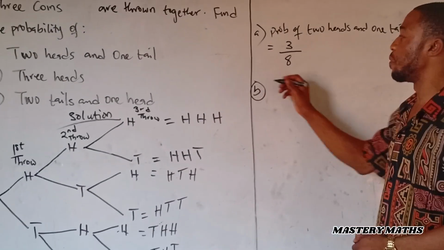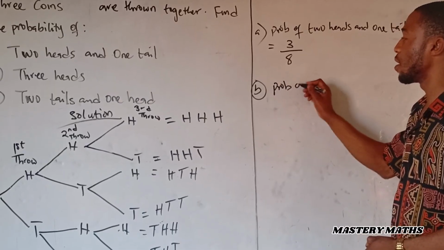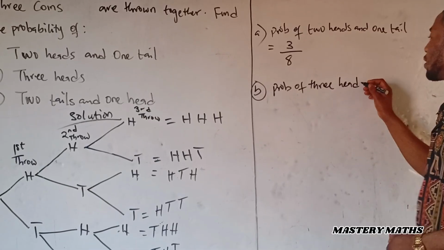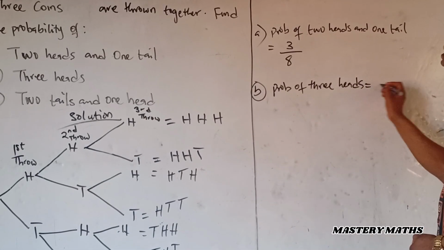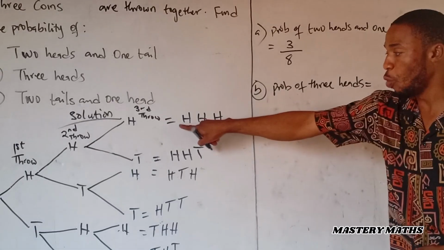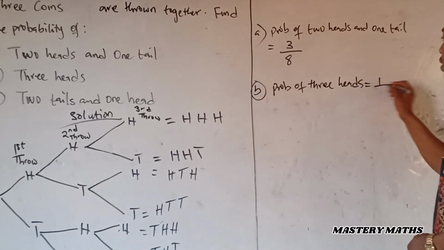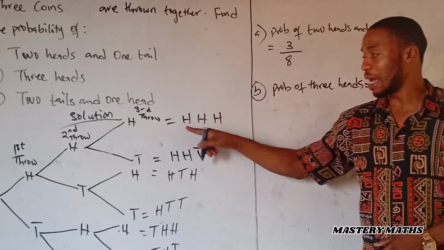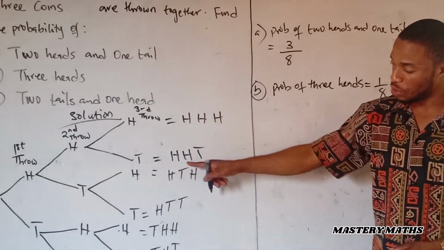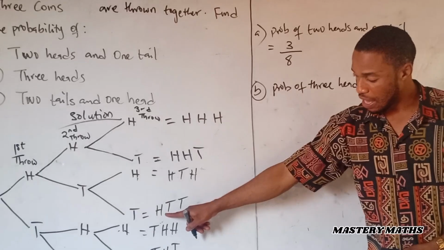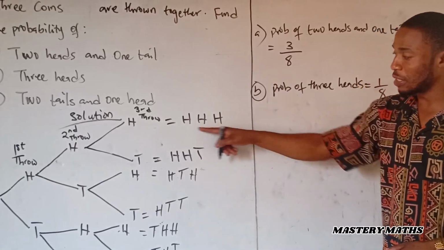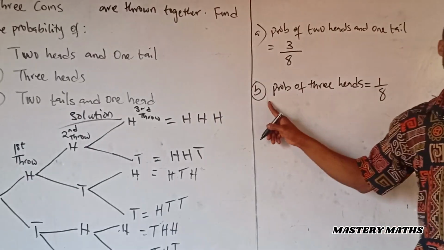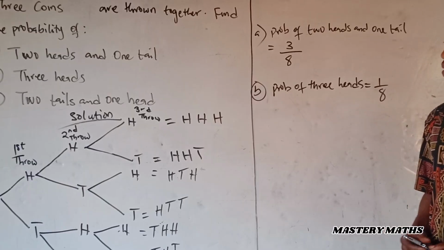So the probability of 3 heads is equal to 1. It appears once, 1 over the total outcome, 8. If you check, all the others are having 2 heads and a tail, or head, tail, tail. So it's only this one. The 3 heads appears only once. We are done with B. Now going to C.